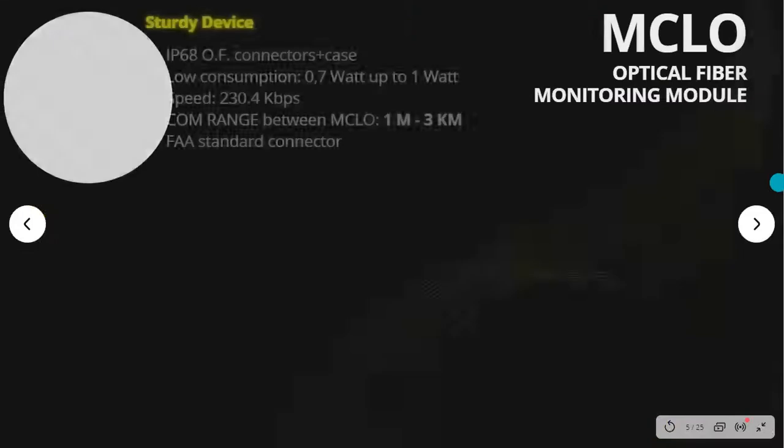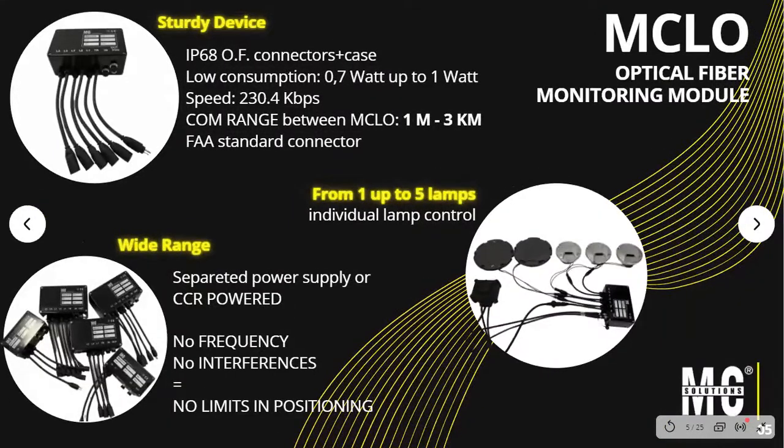We will start talking about the field devices. So MCLO, it is a monitoring module. I forgot to say this: we will talk about our main case history because it is the most complete system we have installed, in Venice, which is an airport in CAT 3B.